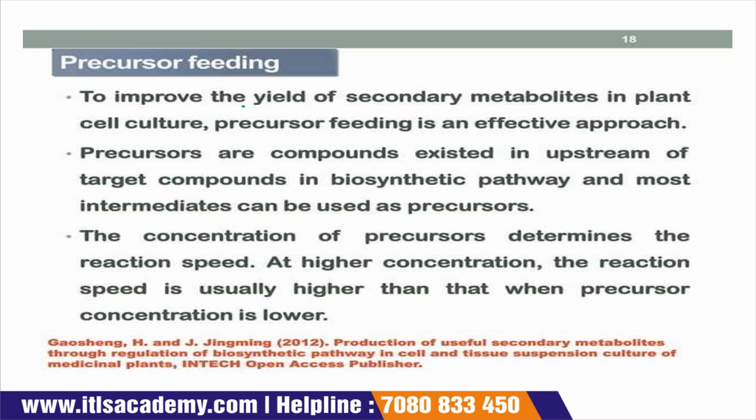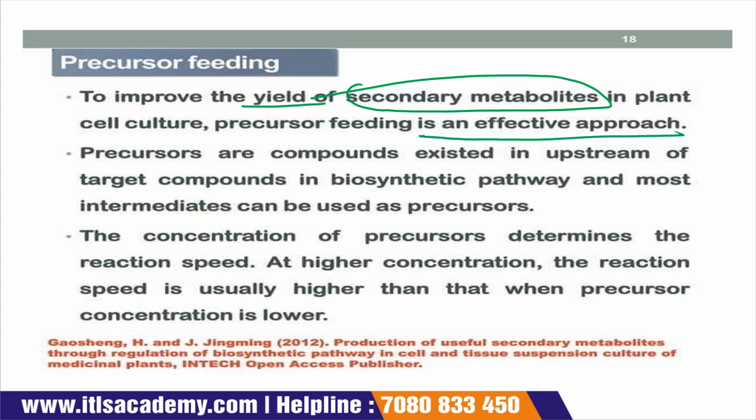Now the next is precursor feeding. It is used to improve the yield of the secondary metabolites. For the improvement of the yield of secondary metabolites in plant tissue culture, we use precursor feeding, and this is an effective approach. Now, the second point is that precursors are compounds which exist upstream of the target compound in a biosynthetic pathway, and most intermediates can be used as precursors.